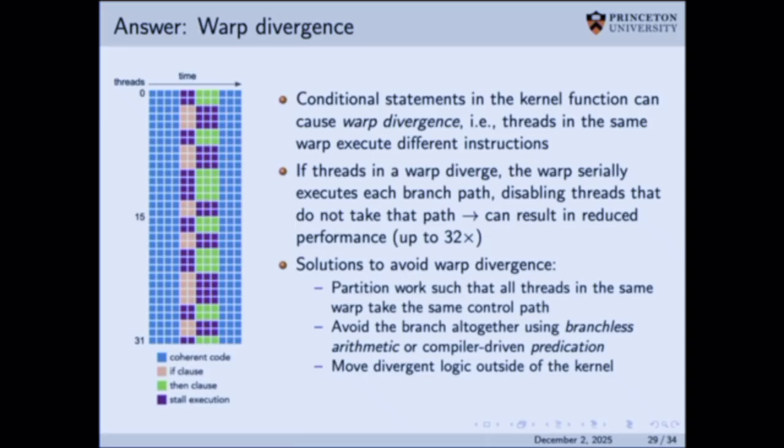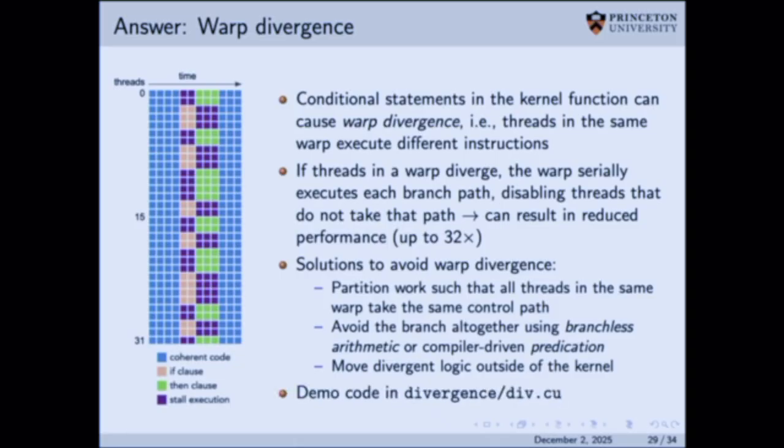As one of your classmates mentioned earlier, we can partition work so that all the threads in the same warp take the same control path. Or we can try to avoid the branch altogether, and this is what we'll do in a minute. Or you can move the if and else outside of the branch and pass them as parameters, so that ideally you do the if and else in the CPU code, and then when you go to the GPU kernel, everything in that warp is doing the same thing.